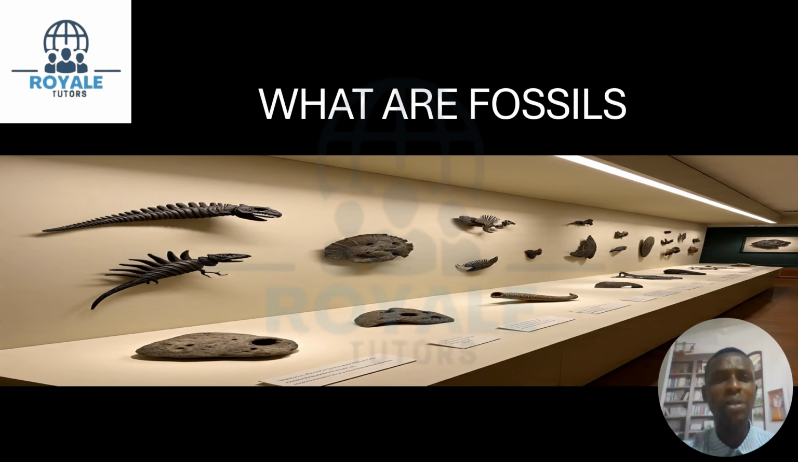Now, I'm sure you might have been wondering, what are these creatures you can see on the screen? These are called fossils. We're going to look at the formation of fossils, and the relationship between fossils and the formation of rocks. When you look at this slide, you will see examples of how fossils look.